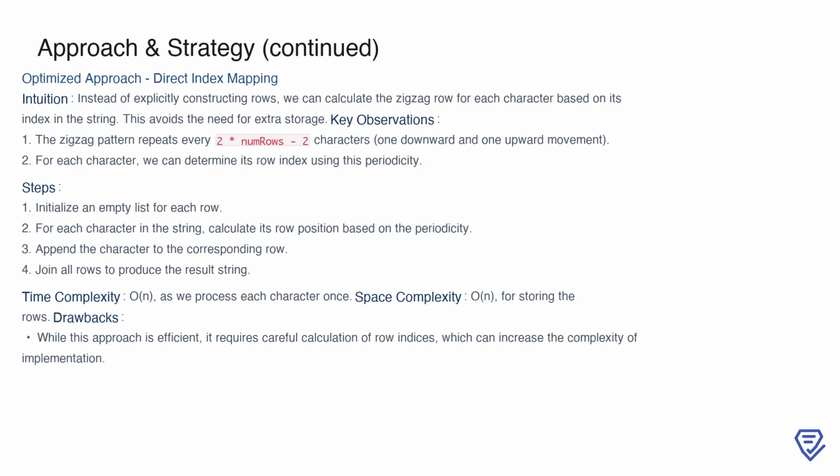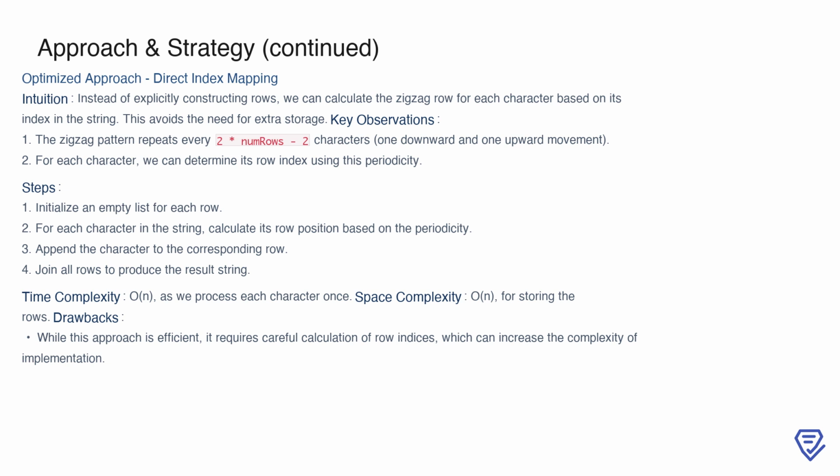Alternatively, we can use a more optimized approach based on direct index mapping. Instead of explicitly constructing rows, this method calculates the zigzag row for each character directly from its index in the string, avoiding the need for extra storage. The key observation here is that the zigzag pattern repeats every 2 * numRows - 2 characters, which corresponds to 1 complete downward and upward movement.